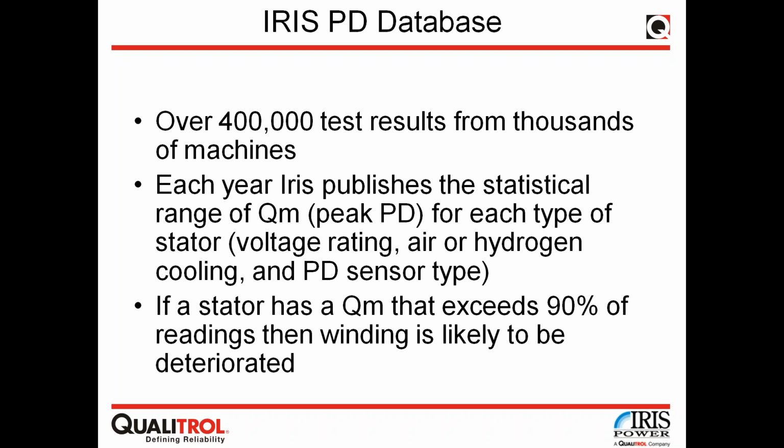We also give some recommendations based on that vast database, indicating that if your machine is in a group of machines with higher than 90% partial discharge levels, it is likely in a very deteriorated condition, so additional attention or additional testing is recommended.